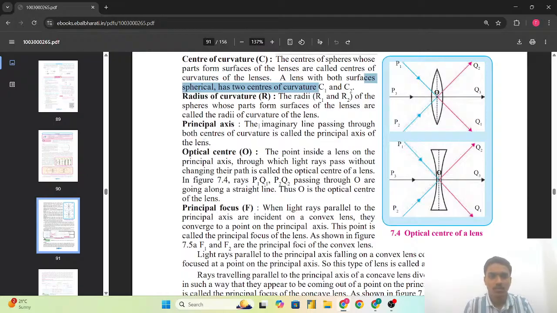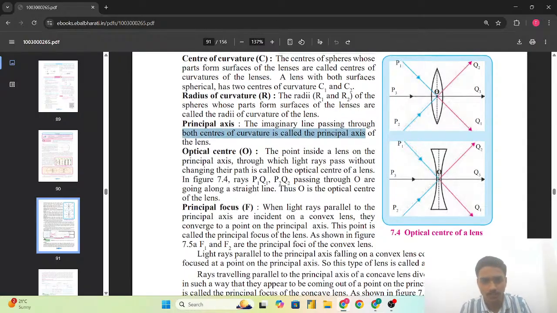Principal axis. The imaginary line passing through both the centers of the curvature is called the principal axis of the lens. Principal axis क्या है? The imaginary line है जो कि पास हो रही है दोनों सेंटर ऑफ द कर्वेचर से, उसे हम प्रिंसिपल एक्सिस ऑफ द लेंस कहते हैं.